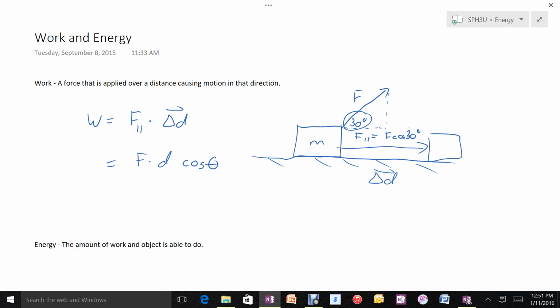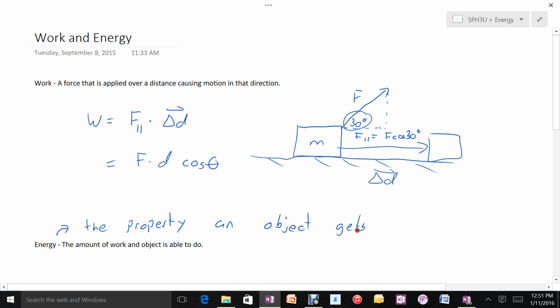Once the object is moving, we say that the object has energy. So work is when you push or when you pull and you make it go. Energy is what we say it has. It's a property of something that is moving. So you do work on something, and now that object has energy.